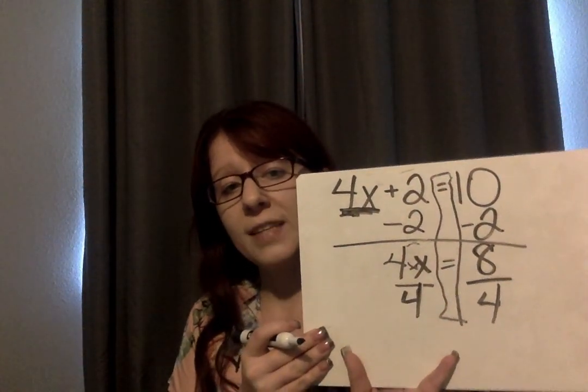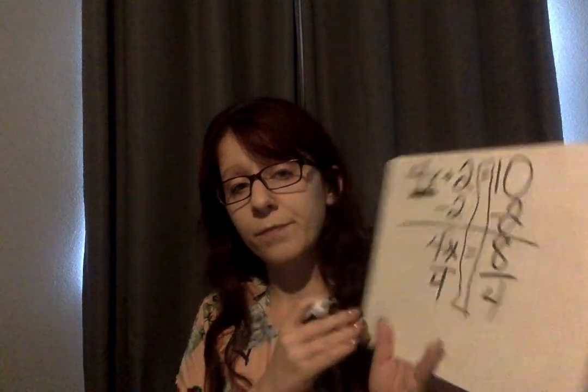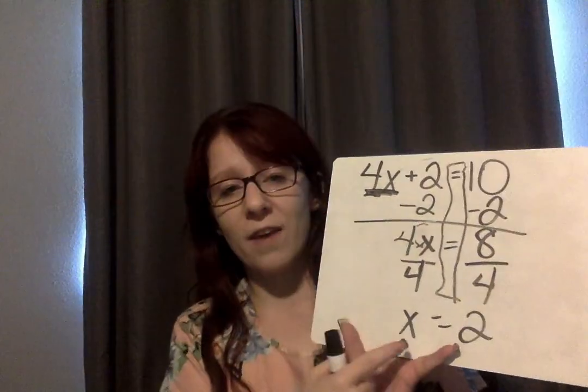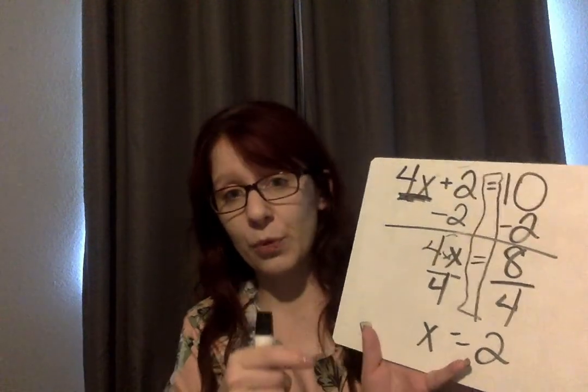Okay. So what is 8 divided by 4? 2. Excellent. What's 4 divided by 4? Oh, so close. It's not 0. Thank you for taking a learning risk, though. What is it? 1. Excellent. And so I have x equals 2.